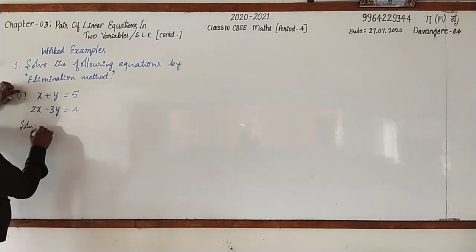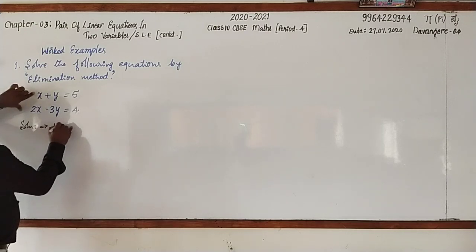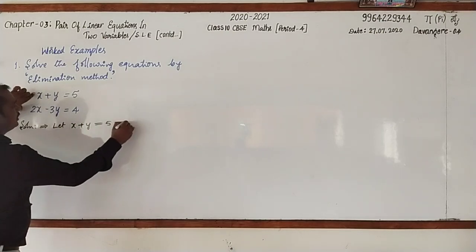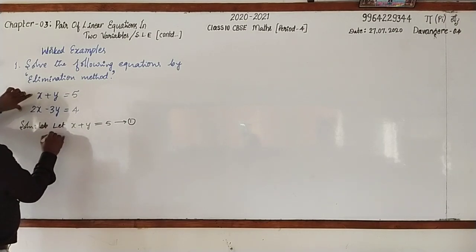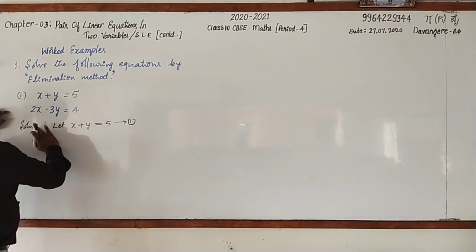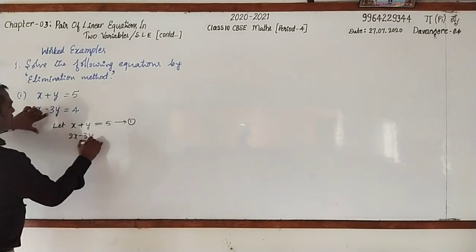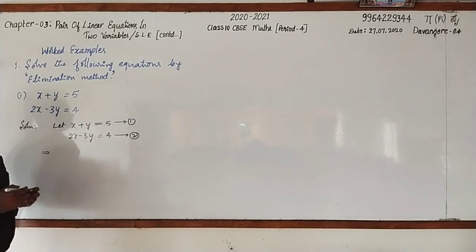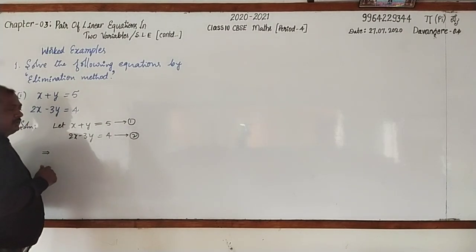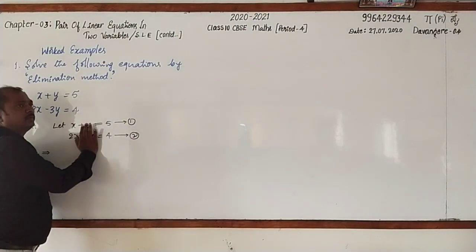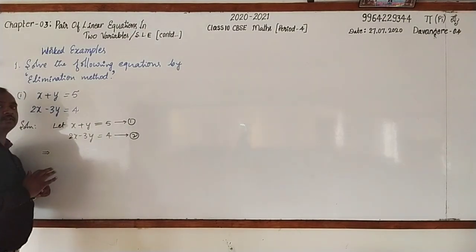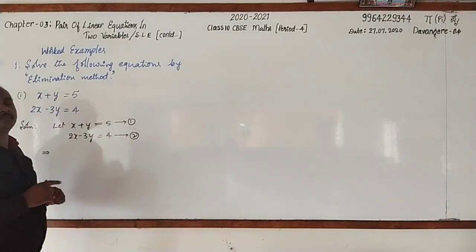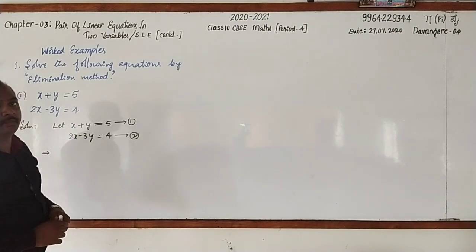That's the meaning. Here I am going to call the equations 1 and 2. x plus y equal to 5 is equation 1, and 2x minus 3y equal to 4, call it equation 2. Then how are you going to eliminate one of the variables? To get x, we should eliminate y. To get y, x should be eliminated. To eliminate a variable in both equations, its coefficient must be the same.